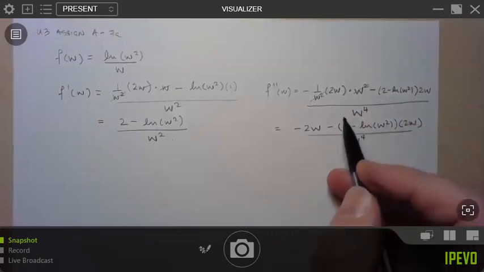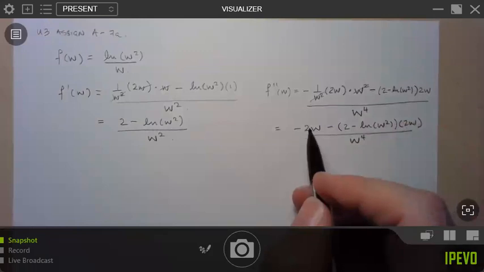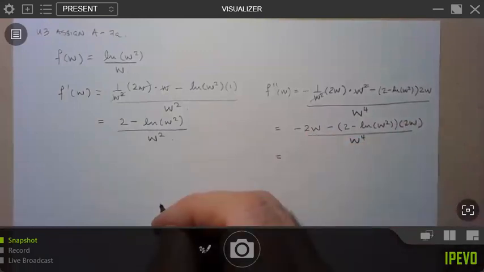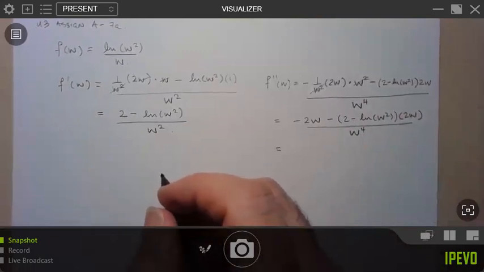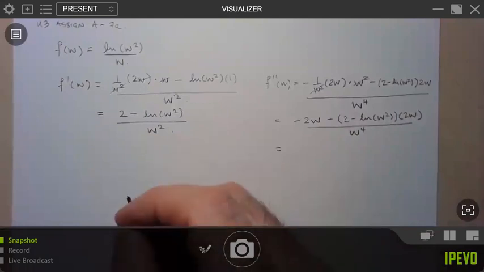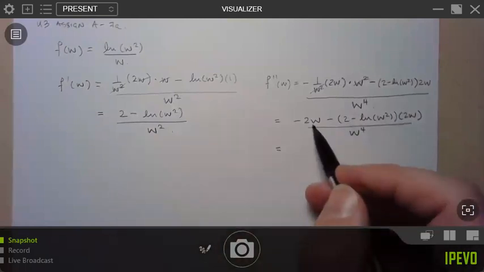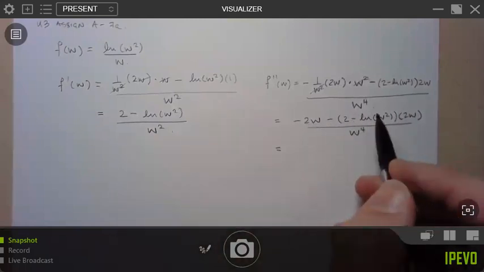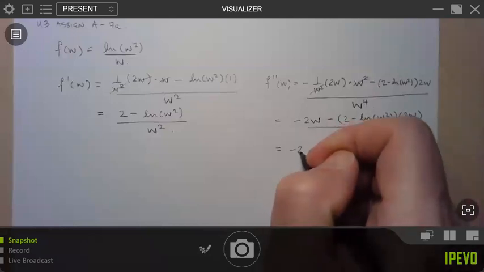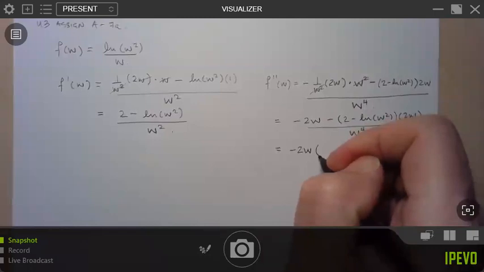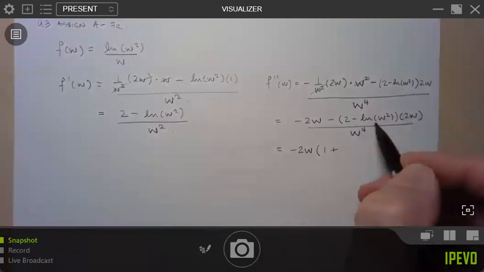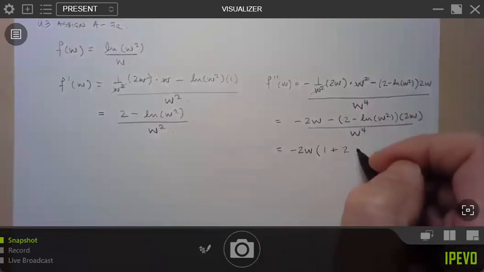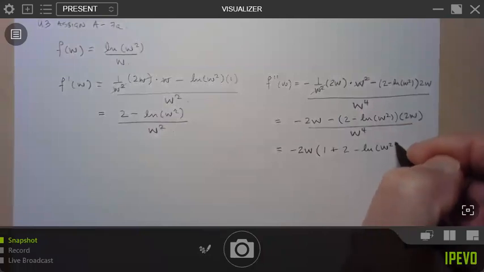The reason I didn't bother distributing is because I'm seeing another common factor. In fact, I'm not just going to take out a 2w. Can anybody see what I'm going to take out instead? What would make my life a little simpler? Negative 2w. Why don't I take out a negative 2w? Why worry with all these negatives around? So here I'm just left with 1, and this is going to be plus. That's gone, so I'm just left with this here. So plus 2 minus ln of w squared.